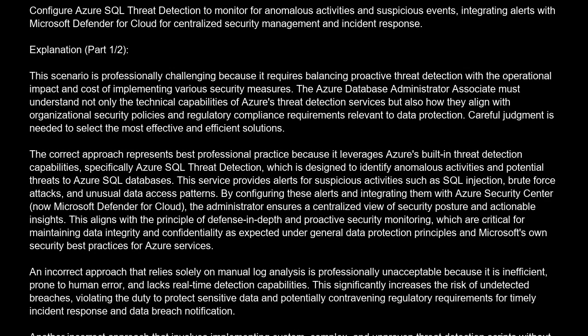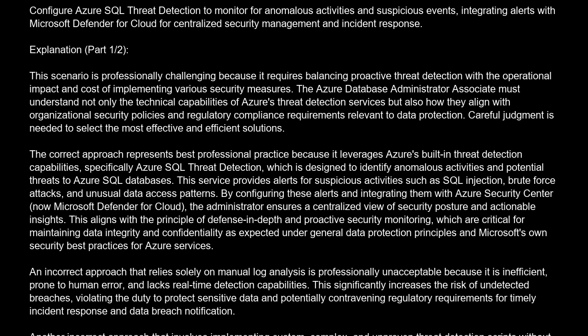Correct answer is A. Configure Azure SQL threat detection to monitor for anomalous activities and suspicious events, integrating alerts with Microsoft Defender for Cloud for centralized security management and incident response. Explanation. This scenario is professionally challenging because it requires balancing proactive threat detection with the operational impact and cost of implementing various security measures. The Azure Database Administrator Associate must understand not only the technical capabilities of Azure's threat detection services, but also how they align with organizational security policies and regulatory compliance requirements relevant to data protection. Careful judgment is needed to select the most effective and efficient solutions.